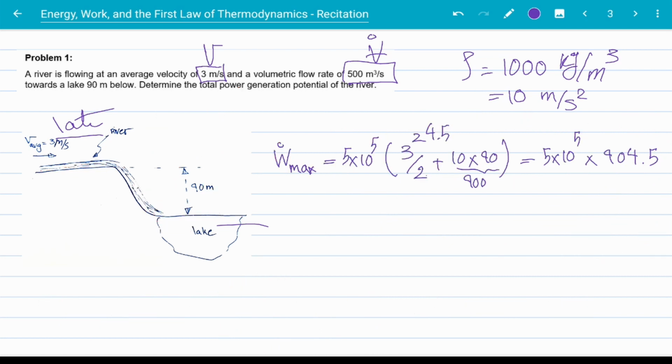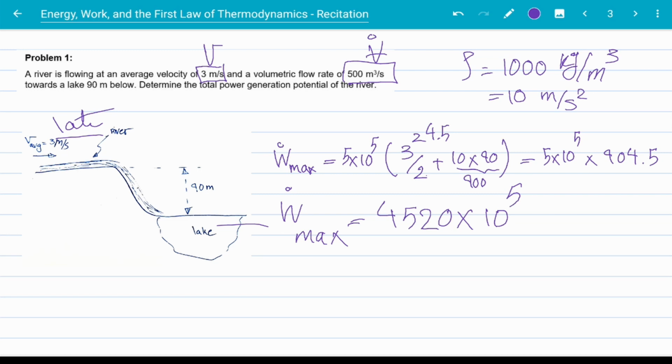Okay, I just moved the equation up here so we can continue. Now, if we do a bit of calculations, we get W dot maximum is 4,520 times 10 to the power of 5.